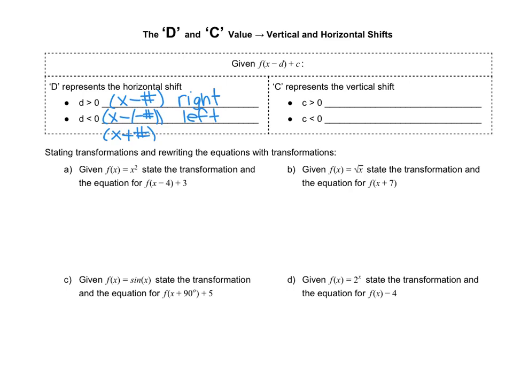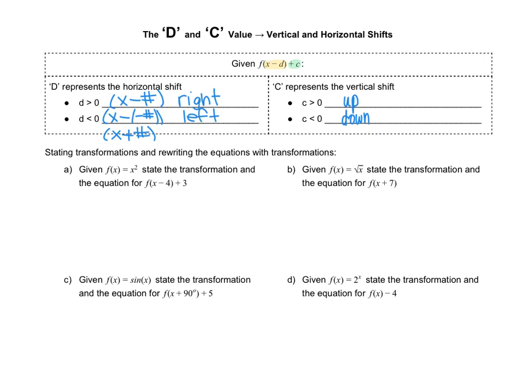Then your vertical shifting or your up down is the value outside of the brackets that's being added on. So when your C value is greater than 0, you're shifting up, and when it's less than 0, you are shifting down. Now the actual letters D and C, it doesn't matter. It can be any letter. What I really want you to pay attention to is that the right-left movement is inside the bracket, and remember to think of the opposite sign, and your up down is outside the bracket. And again, both transformations are attached through addition or subtraction.